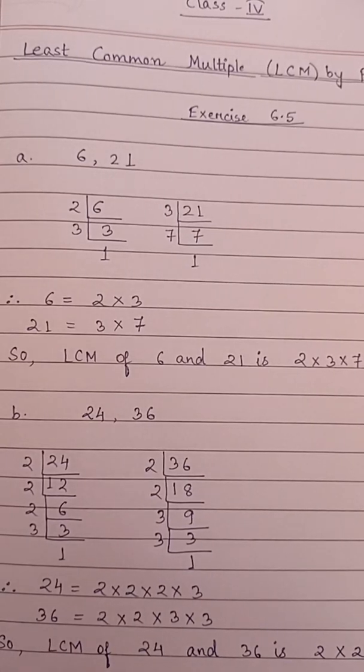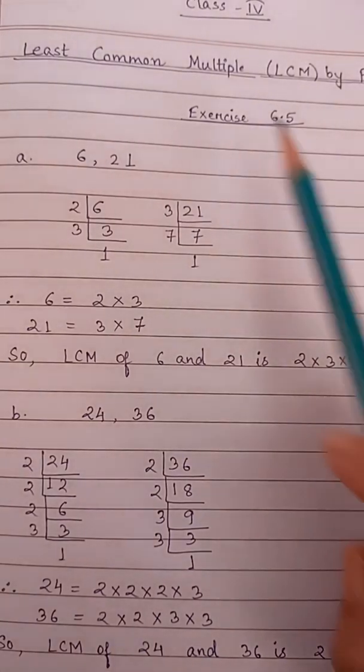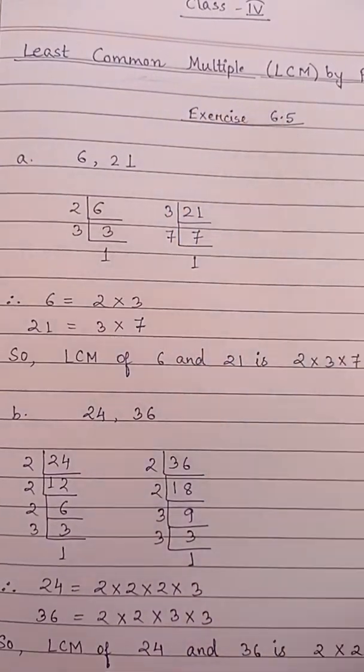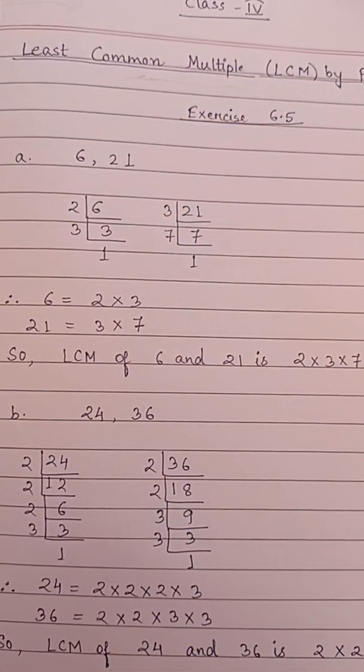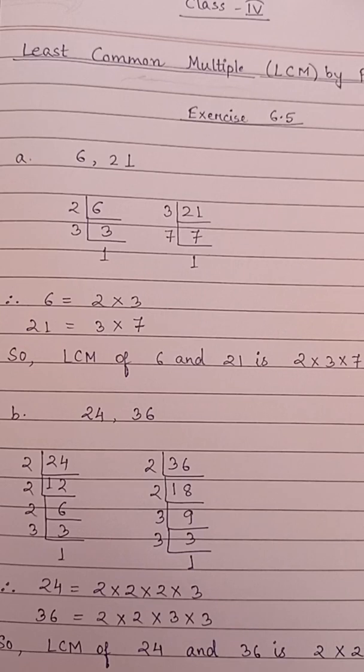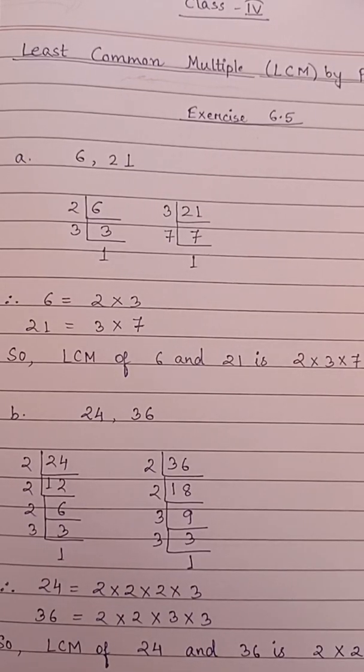As you all know, what is least common multiple or lowest common multiple? It is the smallest multiple of the given numbers. By prime factorization method, you have already found the HCF, right? So today we'll do LCM.